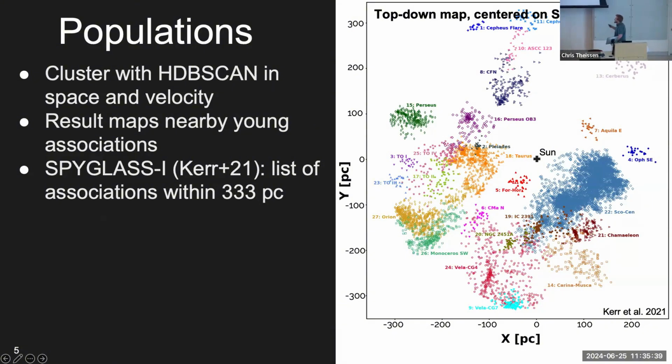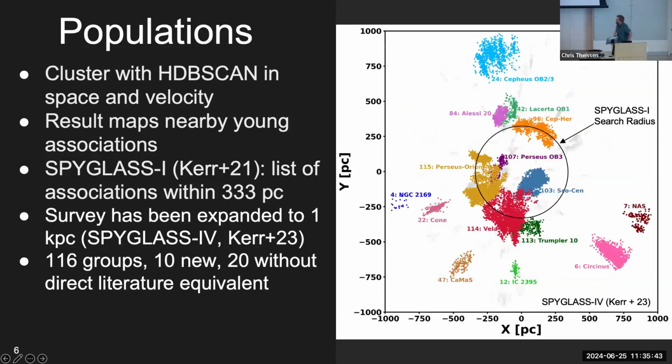This is from my first paper. And then I recently expanded this to a kiloparsec in Spyglass 4, revealing 116 groups, 10 of which are completely new, and 20 have no direct literature equivalent. So this work is already pushing the boundaries of our known young stellar populations up to and beyond the limits of those that have been previously known.